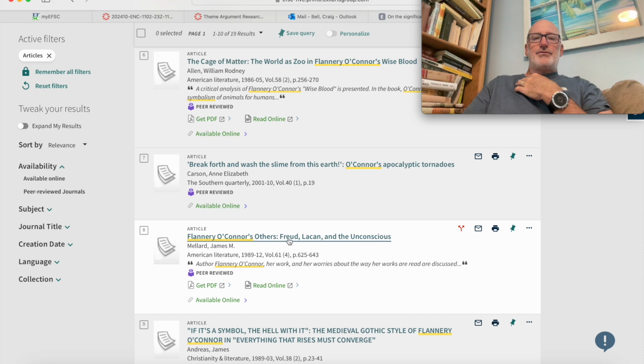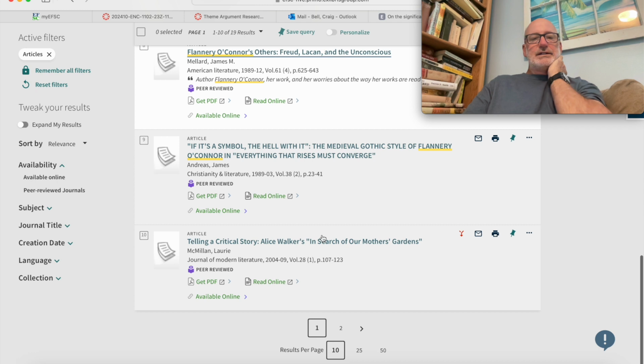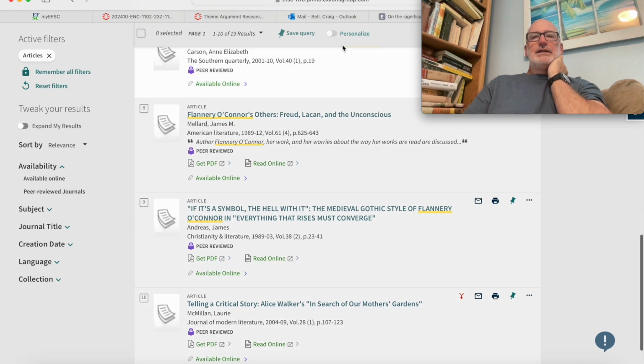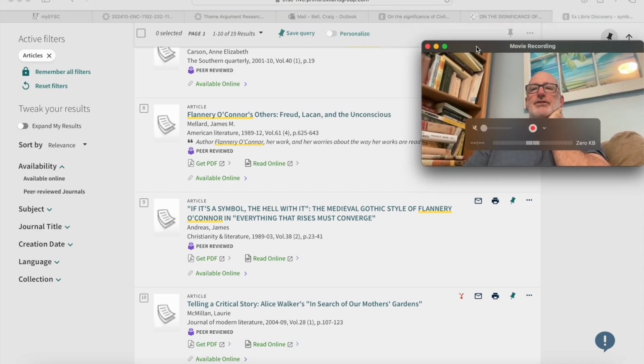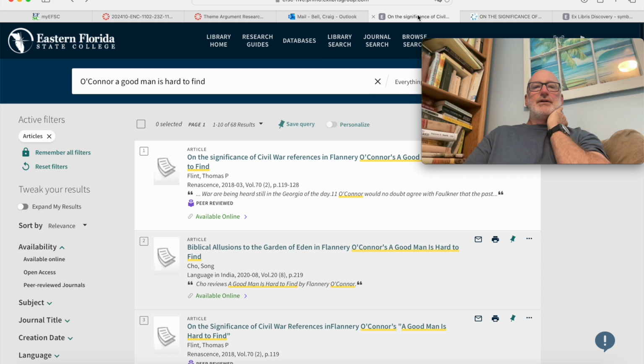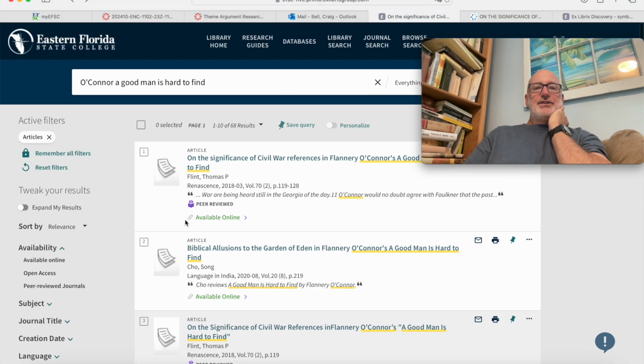O'Connor's others for the unconscious. I don't know if that's something I want. All right, here now. What I did earlier, so that's a way you can start doing this. If I come here, I just typed in Flannery O'Connor, A Good Man Is Hard to Find, earlier, and then I went to my articles. And then this is what came up.